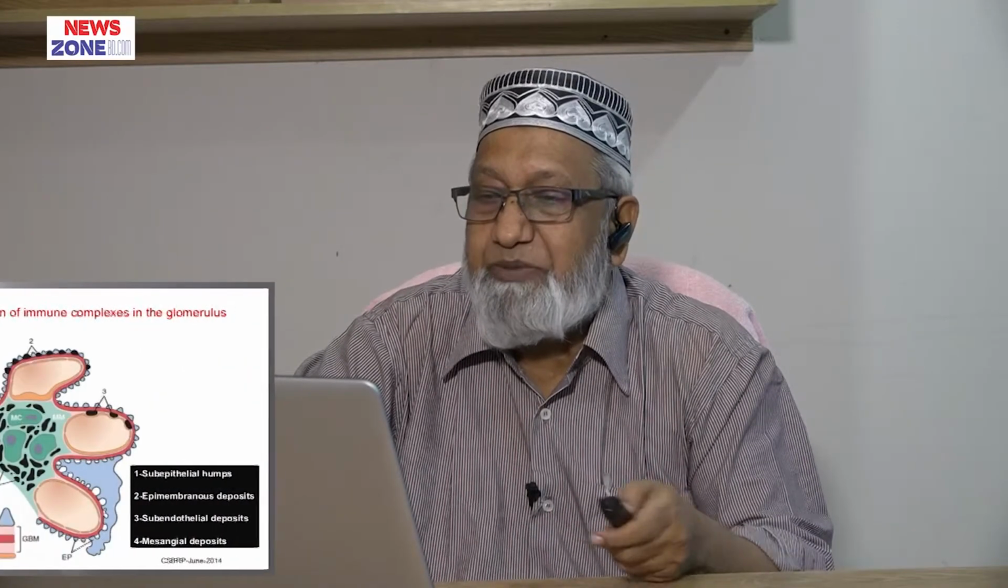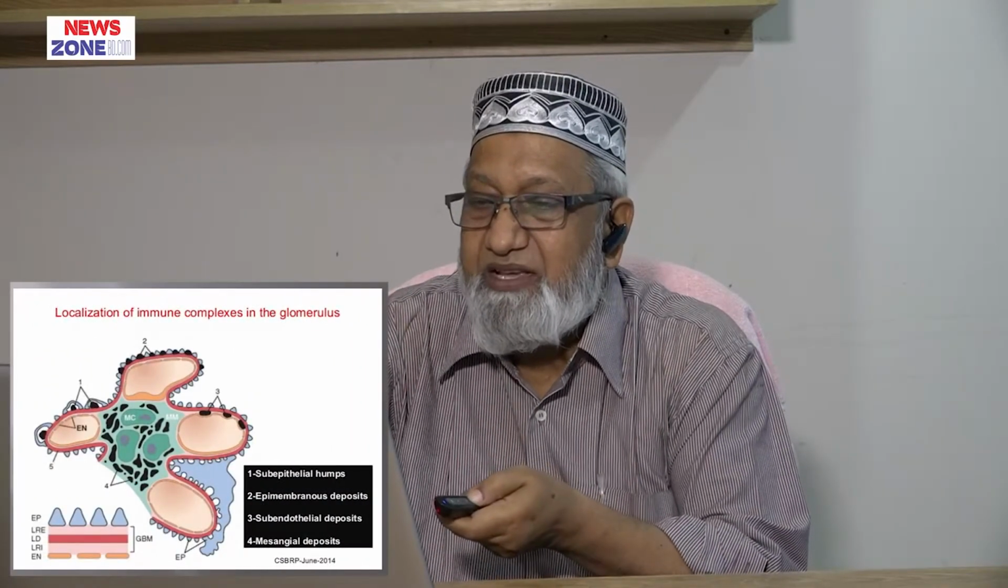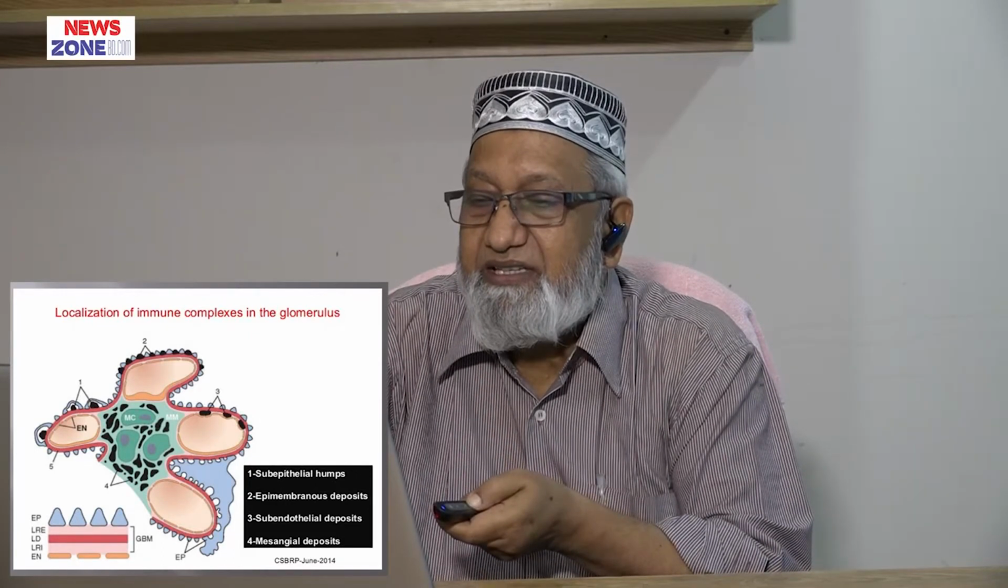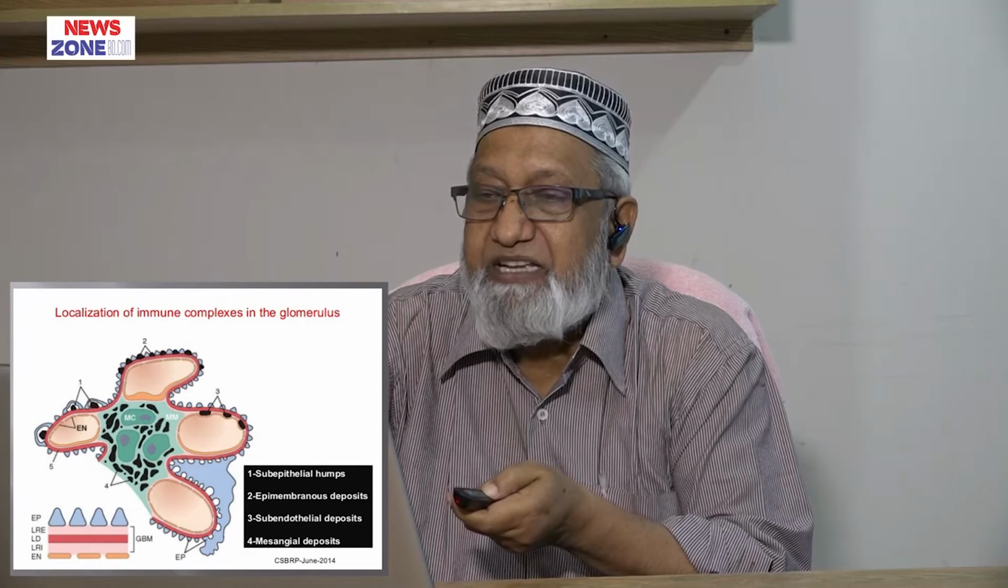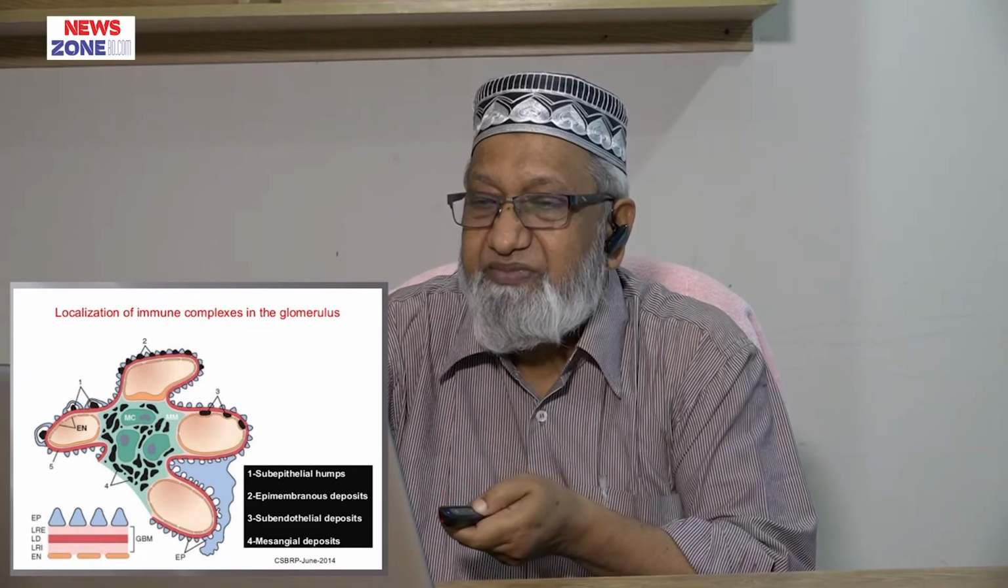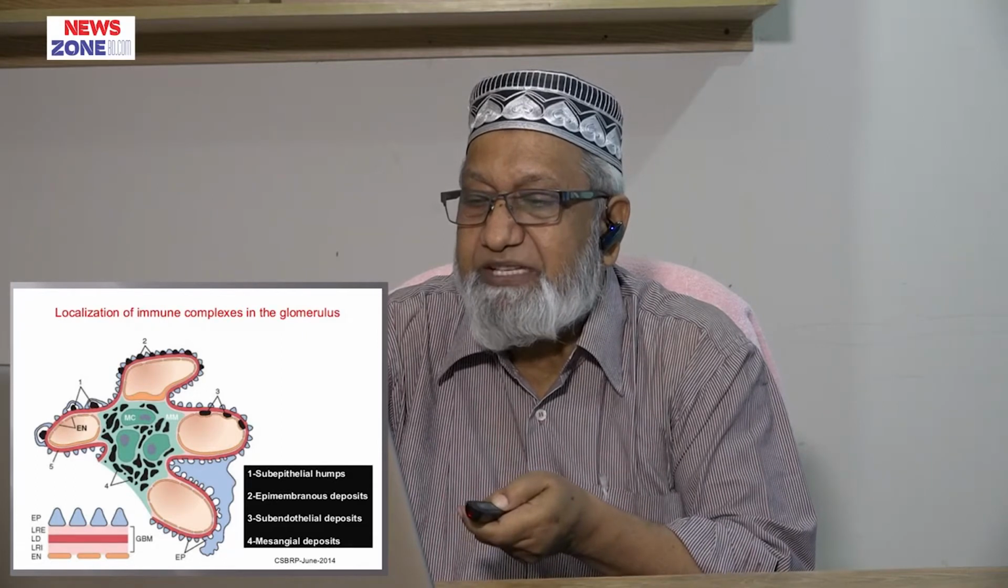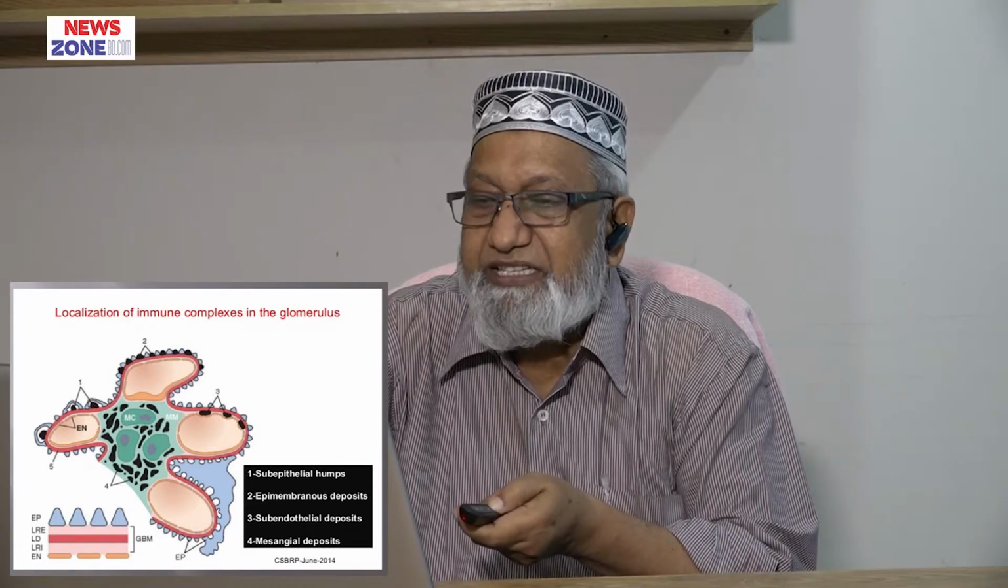Localization of the immune complex in the glomerulus, you see: one is the subepithelial hump, number two is epimembranous deposits, third is subendothelial deposits, and fourth is mesangial deposits. Mesangial deposits.